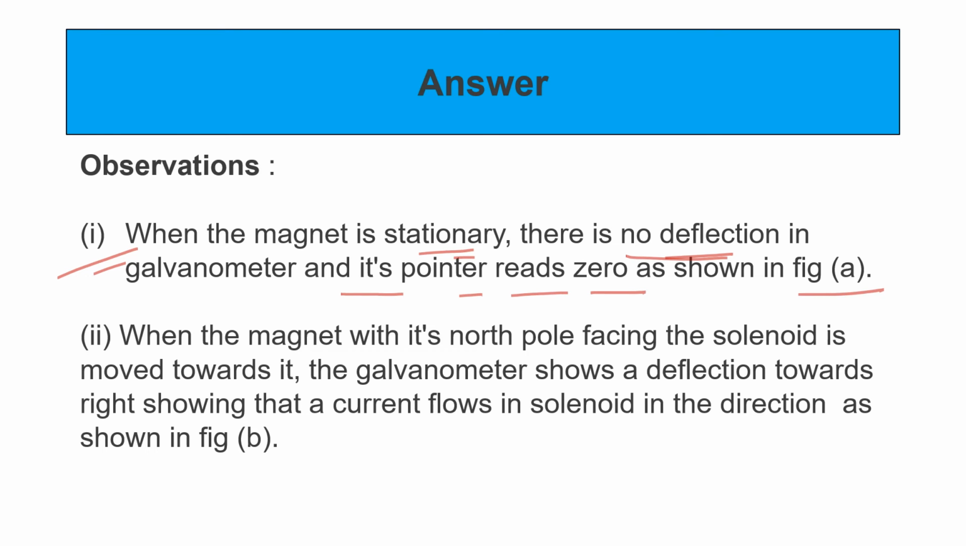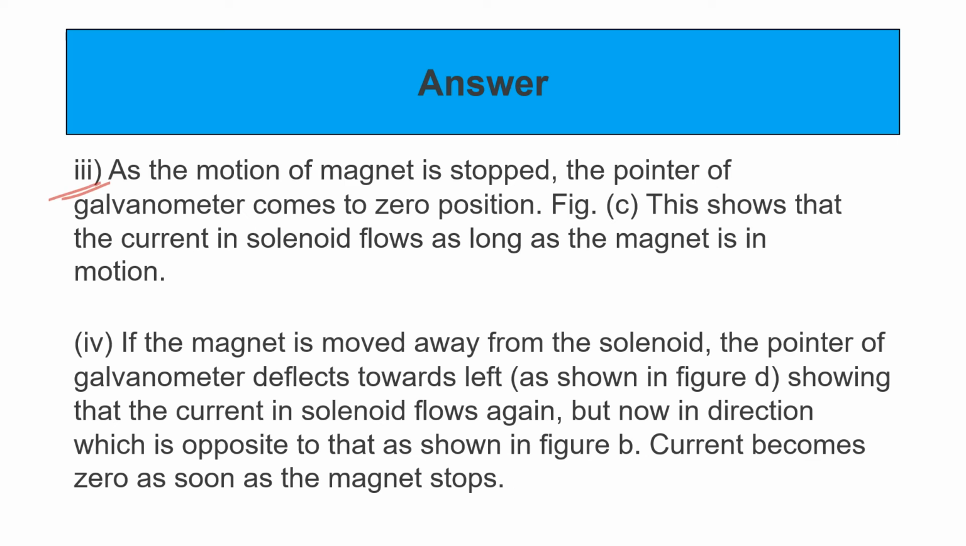Look at figure A. Second case, when the magnet with its north pole facing the solenoid is moved towards it, the galvanometer shows a deflection towards right, showing that the current flows in the solenoid in the direction as shown in diagram B. The third observation is, as the motion of the magnet is stopped, the pointer of the galvanometer comes to 0 position. That is figure C. This shows that the current in the solenoid flows as long as the magnet is moving.